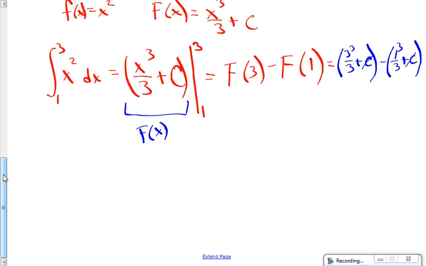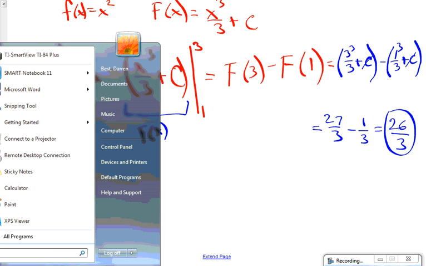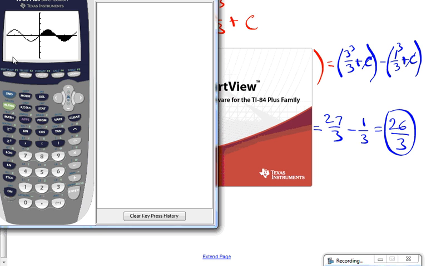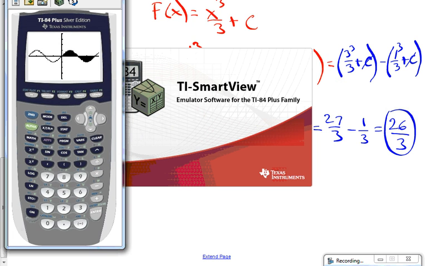So when I evaluate this, I get 3 cubed over 3, that's 27 thirds, minus 1 third. So this answer, the area under the curve, is 26 over 3. Okay? And it tells us to check with our calculator. It'll make us feel good if we can check that with our calculator. I hope we did it right. It's always touch and go on the first one here.